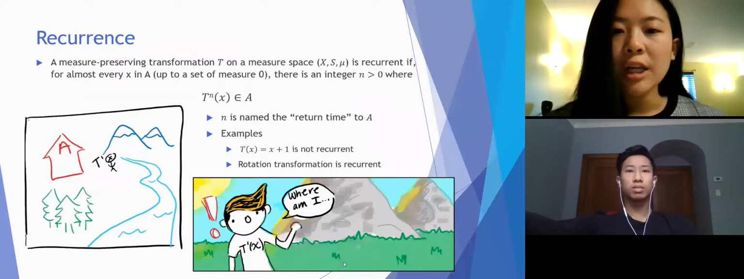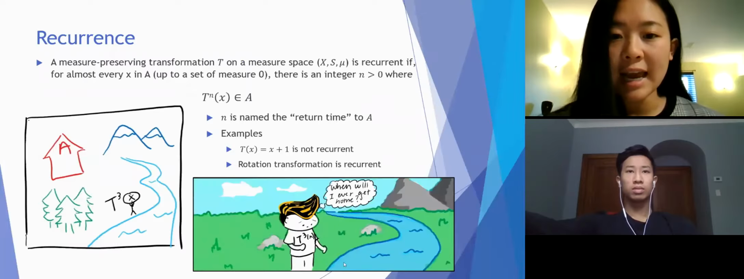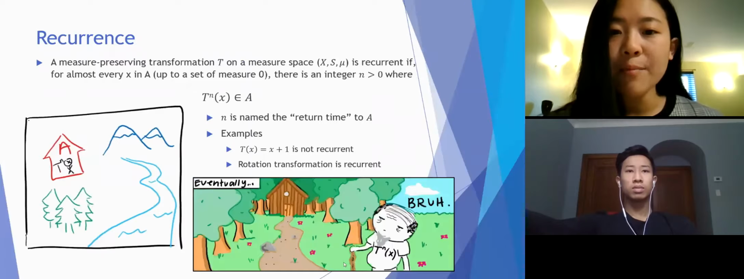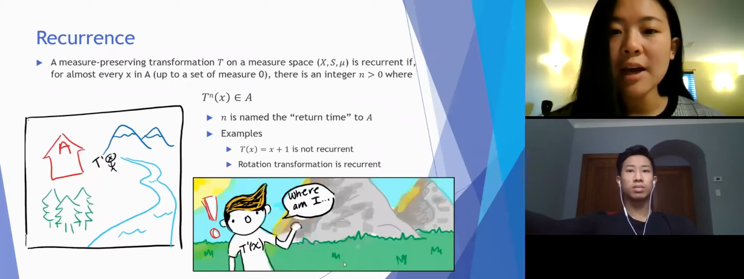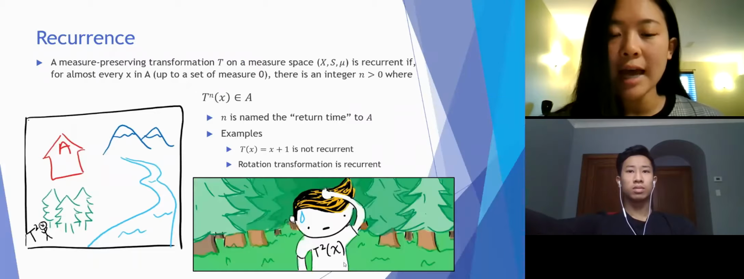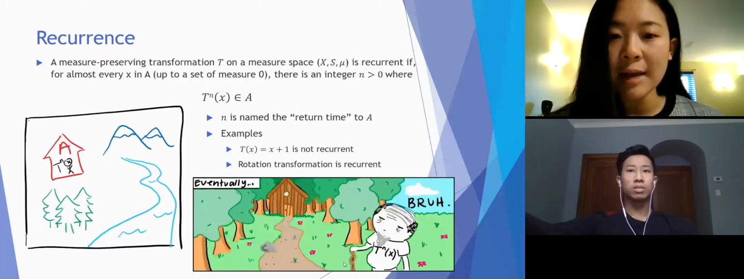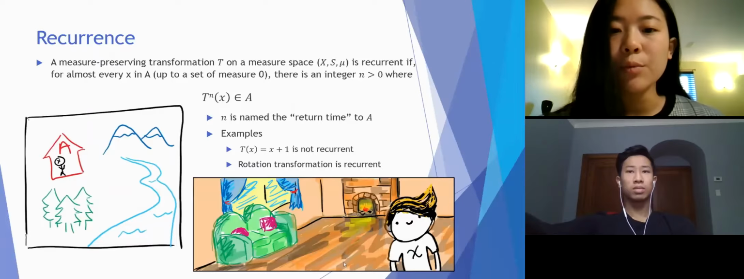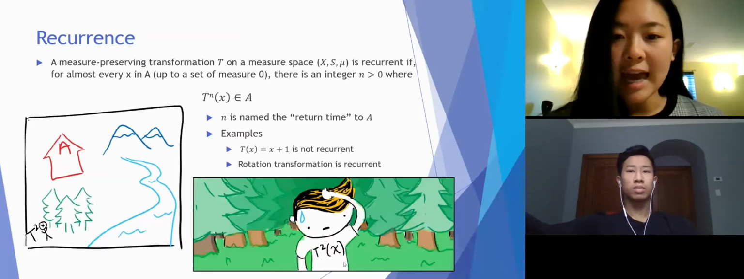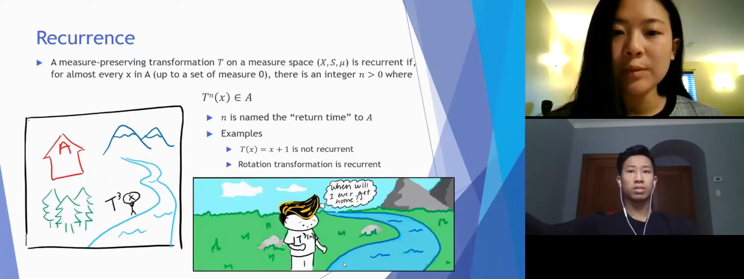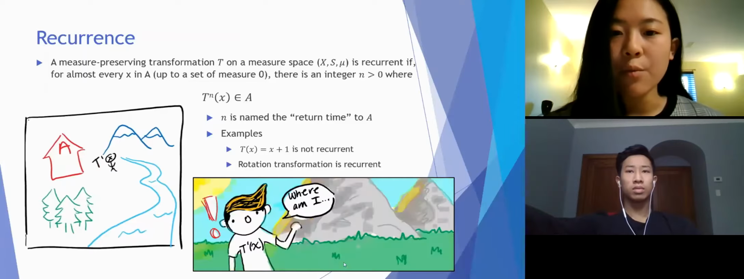So recurrence. Looking at a measure-preserving transformation, T is recurrent if for any set A contained in X, almost every point of A returns to A after some number of transformations. When we say almost every, it just means that it's up to a set of measure 0. N, which is the number of transformations it takes to get back to the initial set, is named the return time. The image shows that the transformation can take X lots of places until it eventually reaches its starting point. The X plus 1 transformation is not recurrent, while the rotation is.